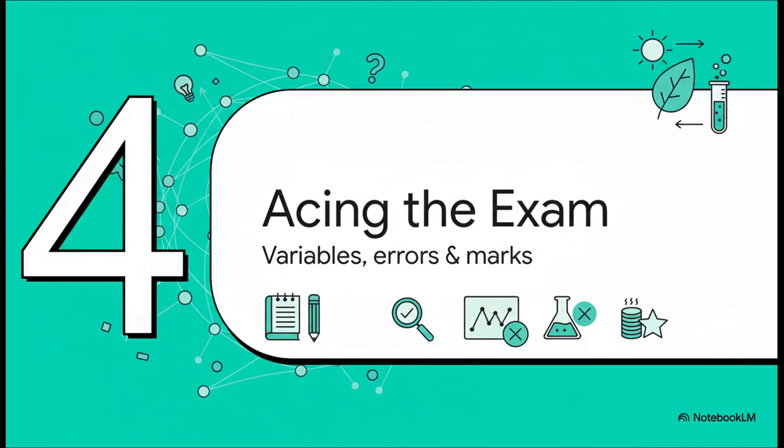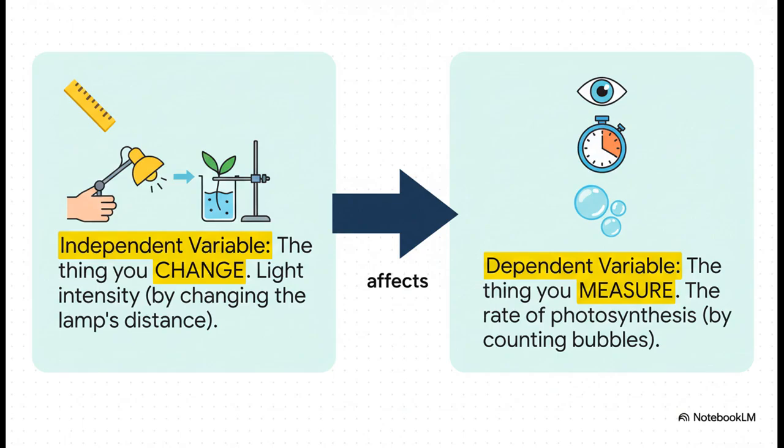And that brings us to our final section, which you could argue is the most important one of all, acing the exam. Let's break down exactly what the examiners are looking for when they ask about this practical. Right, you absolutely must be able to identify the variables. The independent variable is the one thing you are deliberately changing. Think I for independent, I for eye change. In this case, it's the light intensity, which we change by moving the lamp.